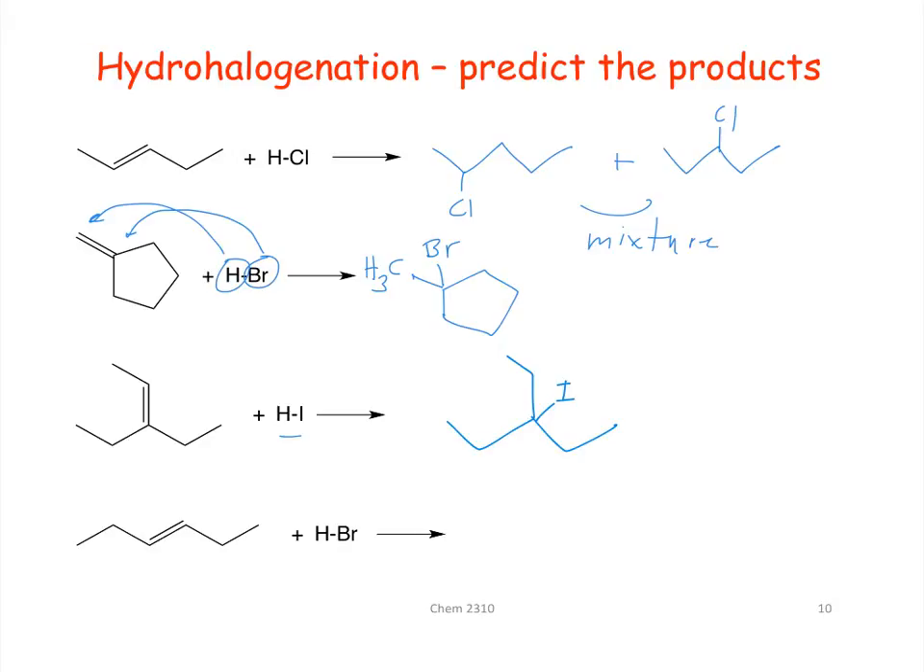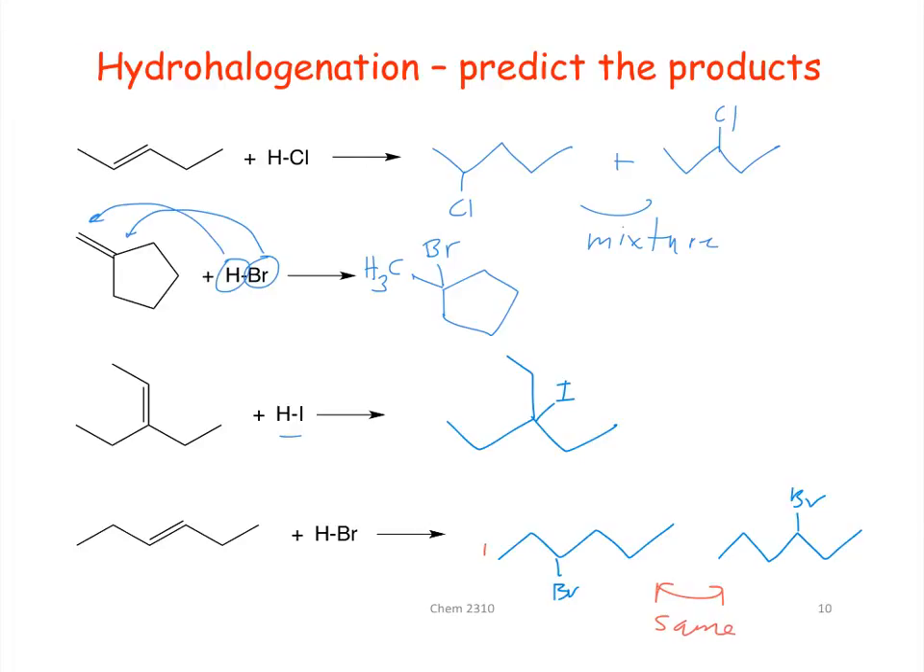One more example. All right, so how many products are we going to get here? We're going to get a mixture. Okay, we could add the bromine to this end, the H to the other end, or we could add the bromine to this end. So do we get two products? No, these are actually the same, right?